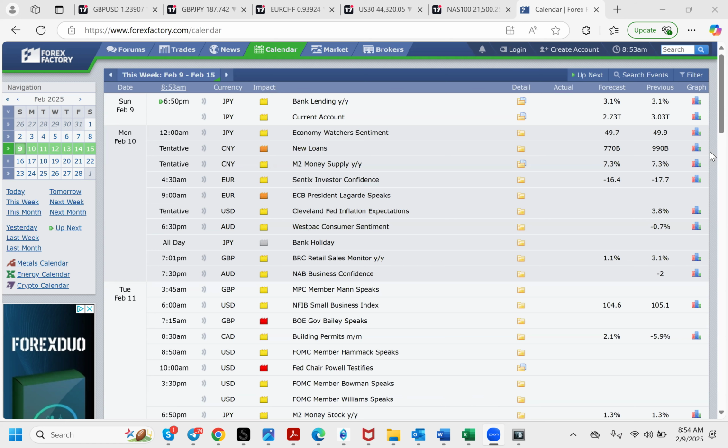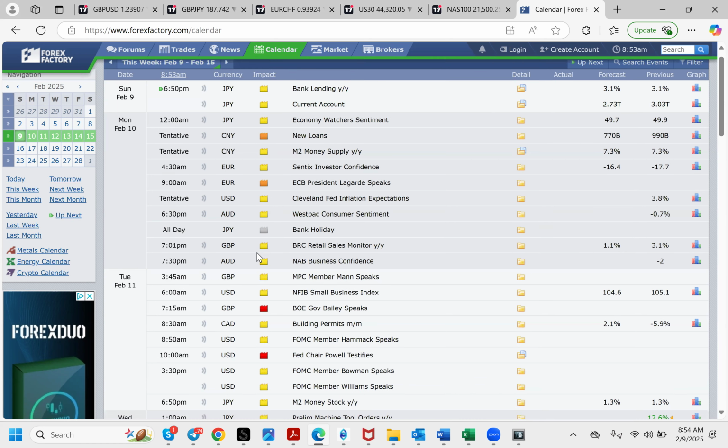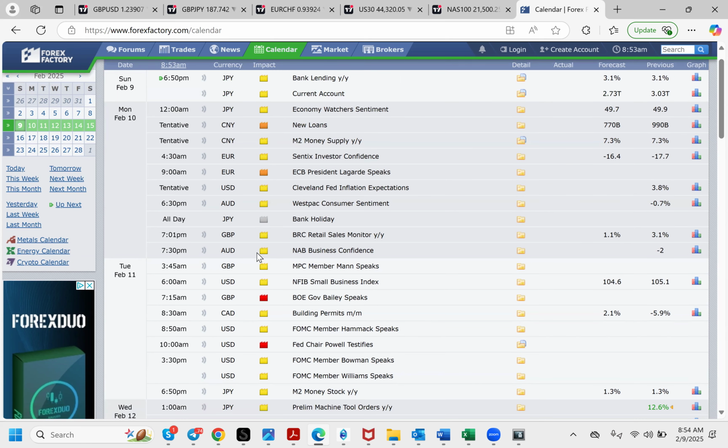So first thing we do is check forexfactory.com and see the news events for this week. So let's begin. This week, nothing crazy going on for Sunday the 9th. Low impact news. Monday, mainly low impact news. There's a bank holiday for JPY pairs, so shouldn't be too much volatility moving for JPY.